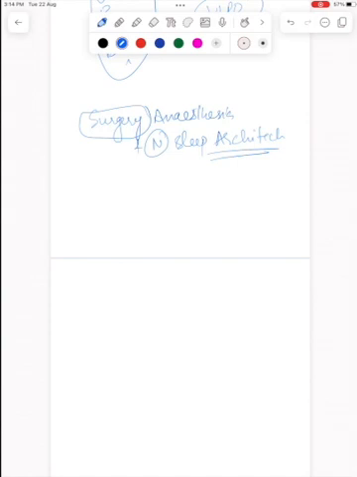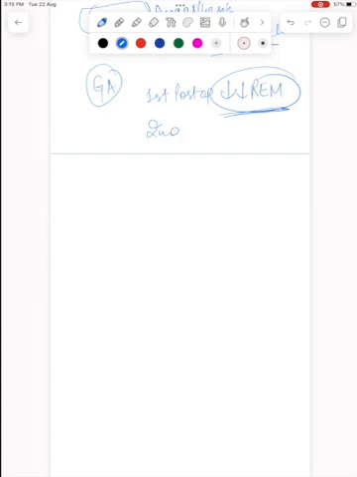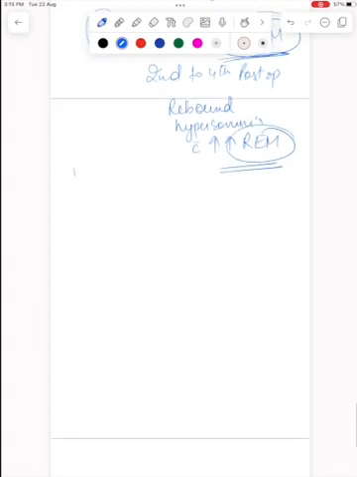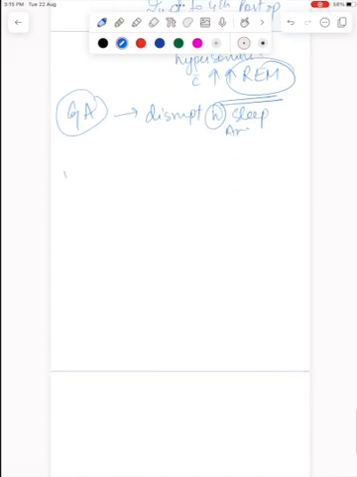It has been found that when you give GA to the patient, during the first postoperative night there is a loss of REM sleep. There is no REM sleep or very little REM sleep. And then during the second to fourth postoperative nights, there is rebound hypersomnia with increased REM sleep. So general anesthetics do disrupt the normal sleep architecture.